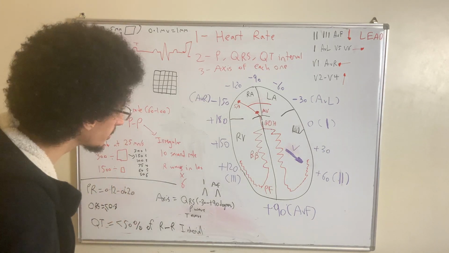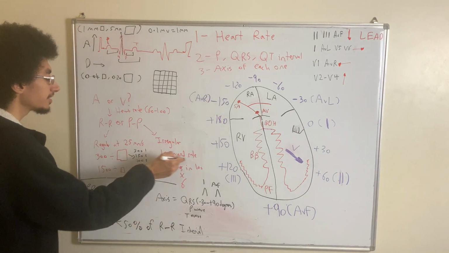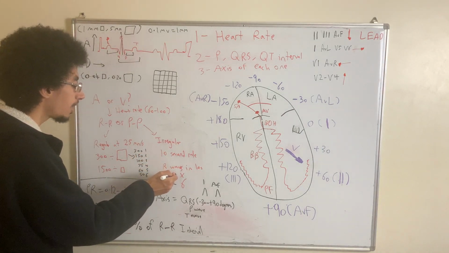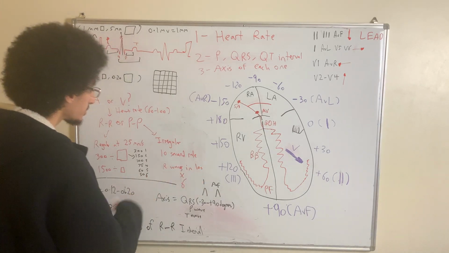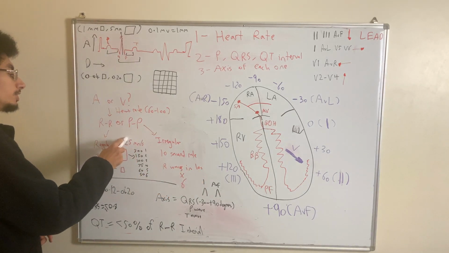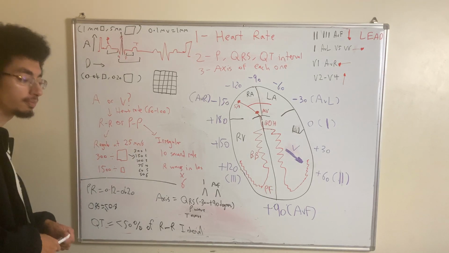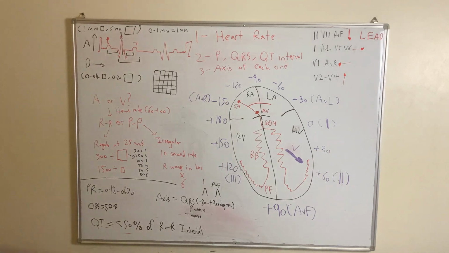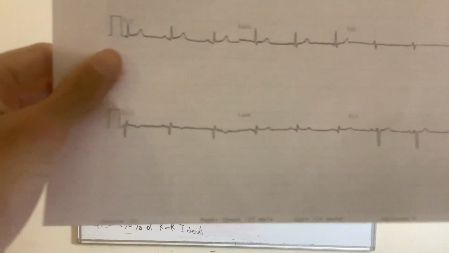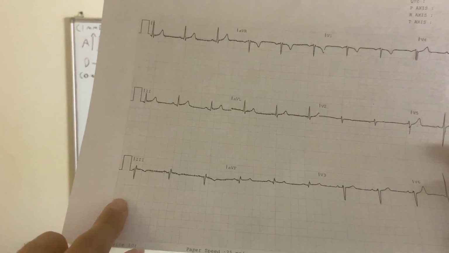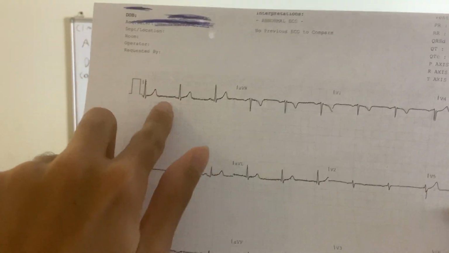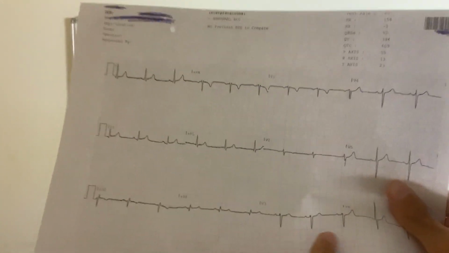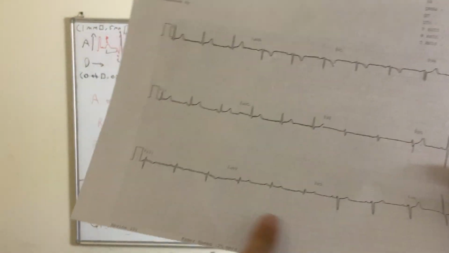But if it's irregular, we need to use the 10-second rule. The 10-second rule means I will count the number of R waves in 10 seconds. This is especially so if you have a reading that says 25 millimeter per second. So if I find this paper right here, it shows me that the paper speed is 25 millimeter per second. Let's say we have lead 2 here, and it's showing me this reading from the right all the way towards the left within a 10-second period.